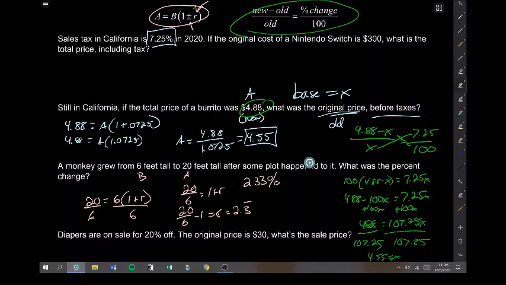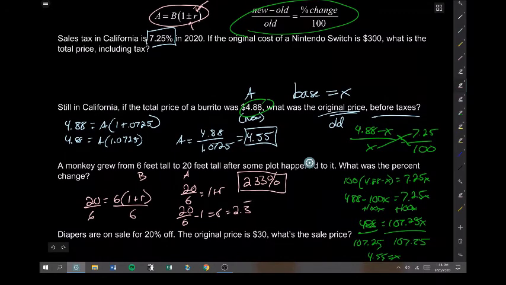Because see, here's what we have to understand. This is 233%. It grew 14 feet. That's what we just found. 14 feet is 233% of 6. So it's 3 times taller, but its percent growth is less than 3 times. Okay? It's kind of a tough idea to always wrap your head around, but we're trying to find the percentage of the change. It's always the change that we're playing with.